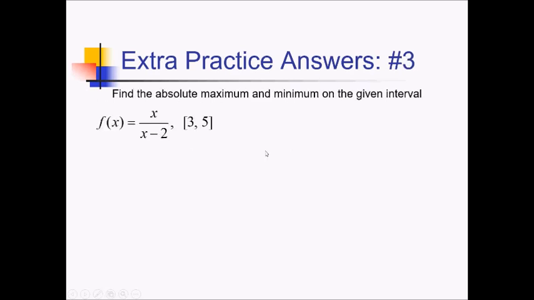For this problem, I'm trying to find absolute max and min for this rational function. So I've got endpoints, 3 and 5, that I have to test in my candidates test. But let me see if there's any other critical values. So let's take the derivative of this thing to find those. I'm going to have to use the quotient rule here: u prime v minus u v prime over v squared.